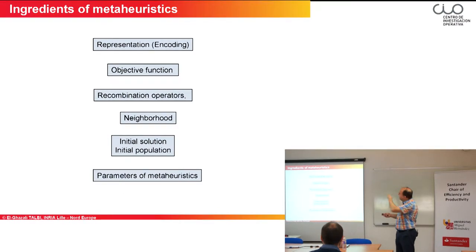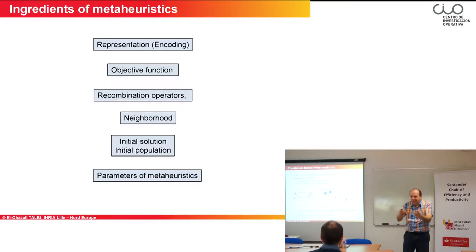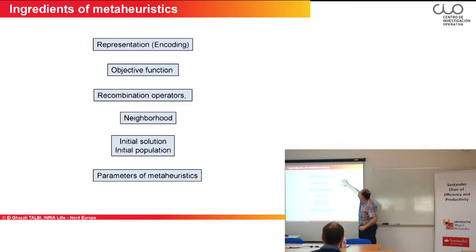So, this is for me the most important. What are the most important questions, what are the main components, ingredients if you want, in metaheuristics? So forget all the names of algorithms, there are a lot of different inspired algorithms. What are the main ingredients of metaheuristics that I will talk about in this talk? So I will not talk about algorithms, I will talk about the components.